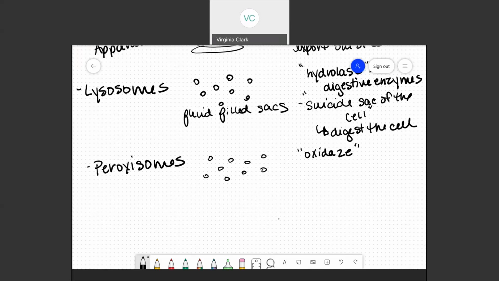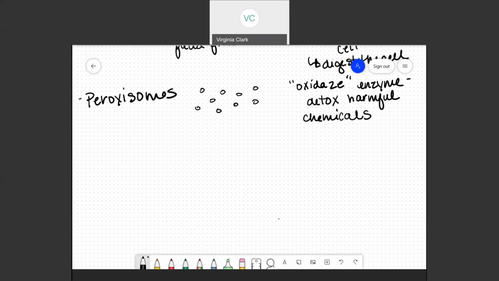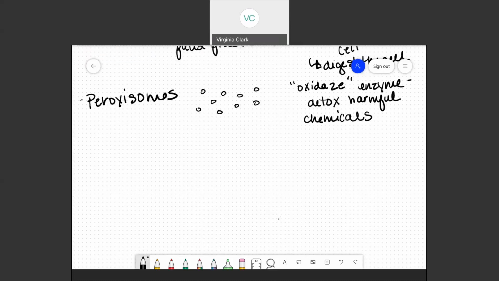And this oxidase enzyme essentially is a detox enzyme. It will pull harmful chemicals out of the body. So it will detox harmful chemicals from the body. Specifically, it's responsible for helping out with the liver detox and alcohol. So your peroxisomes, or oxidizes, will actually pull out and detox harmful chemicals, which is awesome.